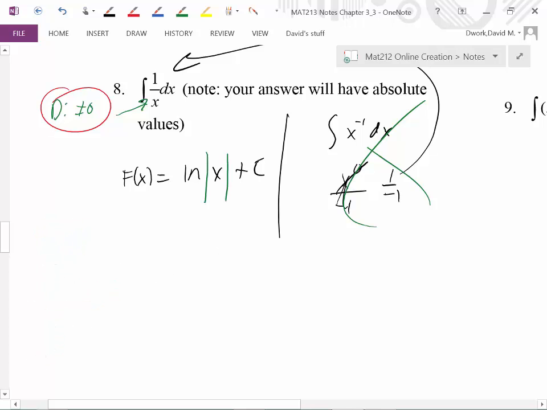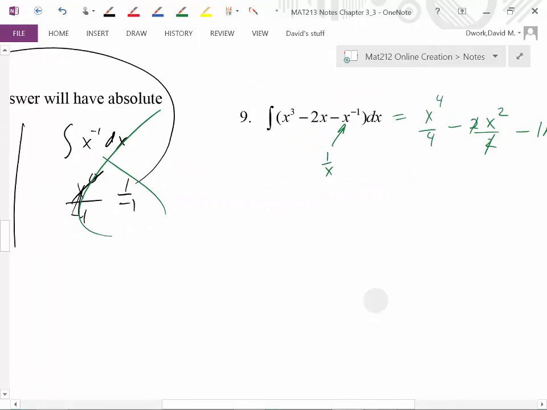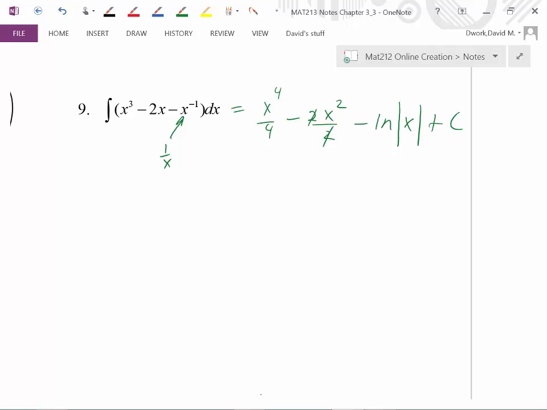What we're trying to do is maintain the domain of the original function. So just know, every time you do an integration and it results in a natural log, we always have to throw absolute values around it. So same thing over here. Okay?